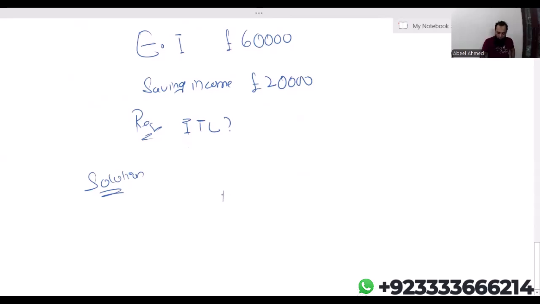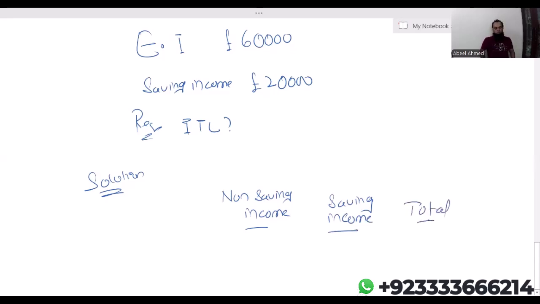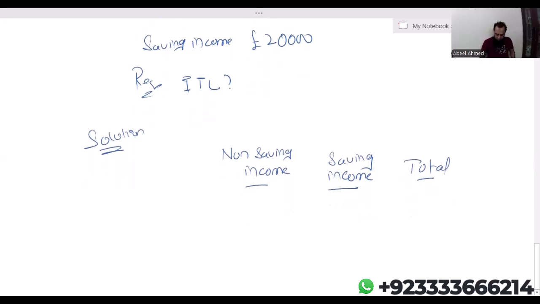Now you have to make three columns. Even though this individual has two different sources of income, you will be making three columns. Why? I'll tell you the reason. The first column will always be non-saving income. First, you have to deal with non-saving income. The second is saving income, and I'm just repeating, saving income simply means interest income. Now there will be one more column for the total. Obviously, employment income is a non-saving income, just writing directly to save time.